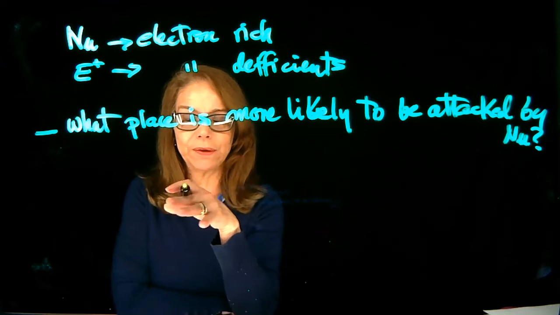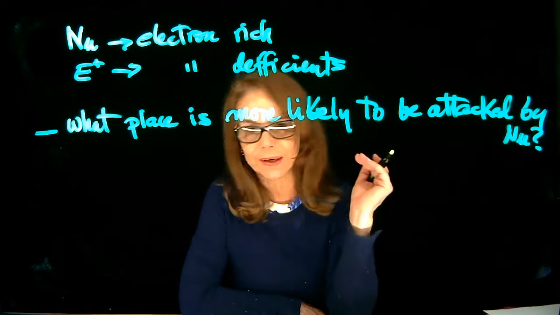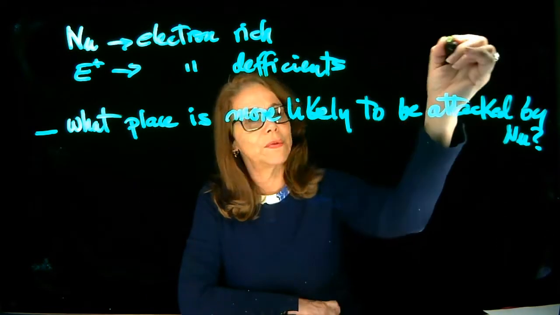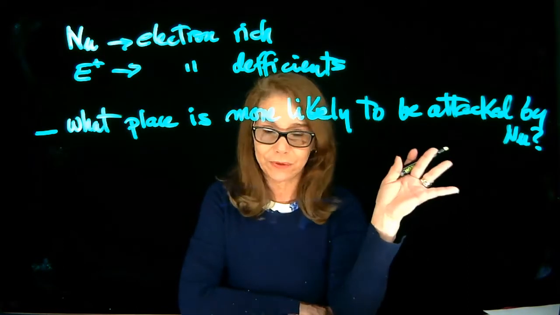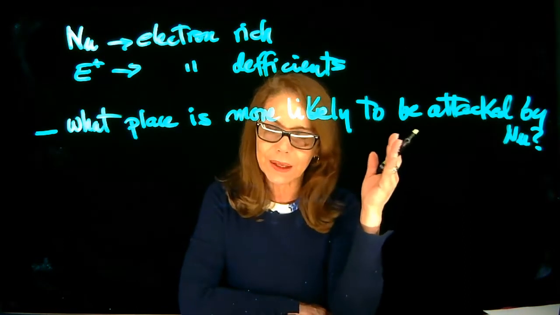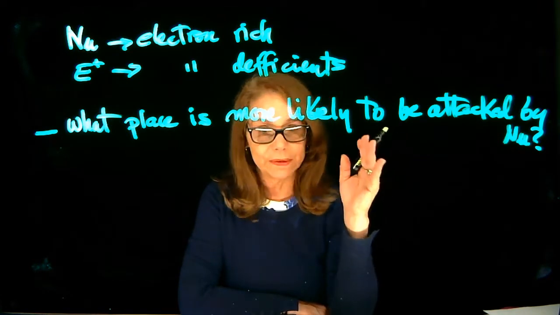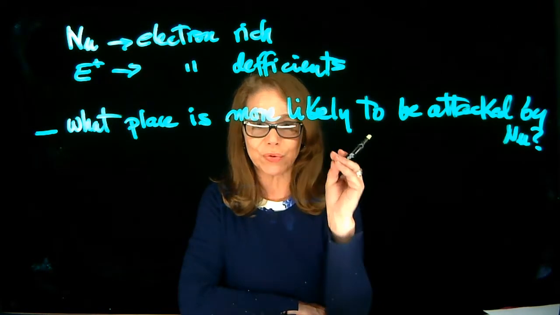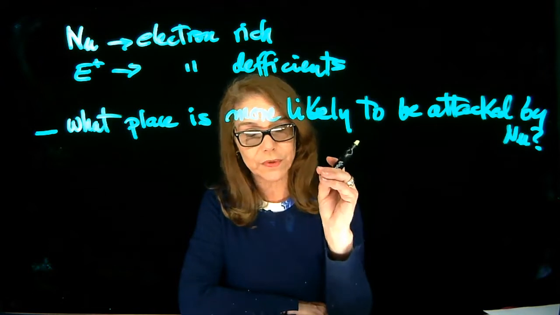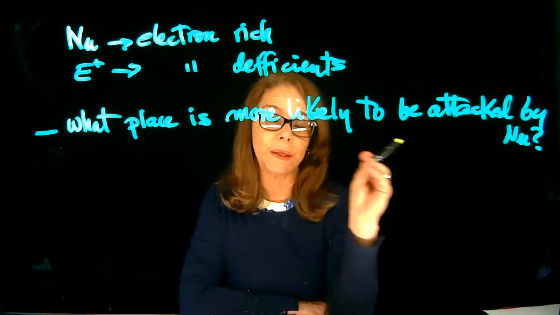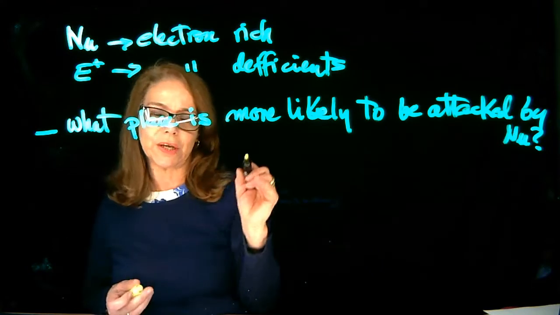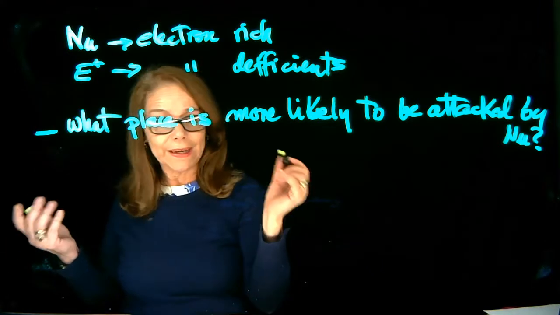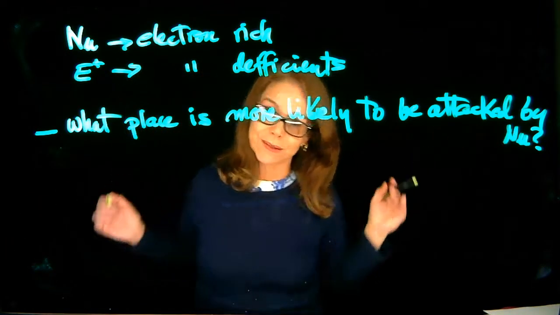Those would be, remember, think about electrostatics for a second. Opposite charges will attract, and you can keep that in mind. If something is electron deficient, some sort of positive charge or delta positive, then it is susceptible to being attacked by an electron-rich species. So negative is attracted to positive.